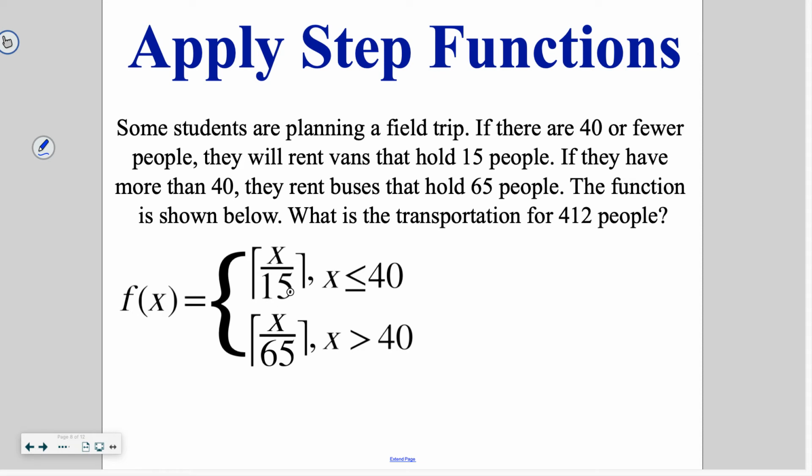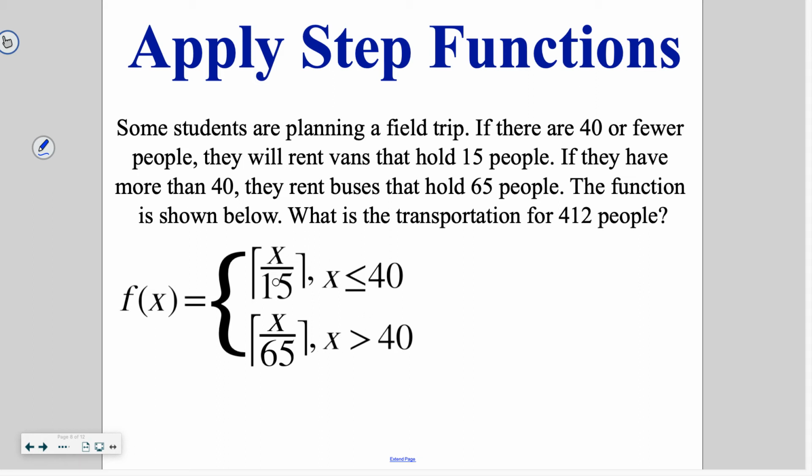So for this first part, it's saying 40 or fewer people, we're going to take our people and divide by 15. We're using the ceiling function because you're going to need to round up to make sure that you have enough vans to fit everyone. The second part says, again, we're going to divide by 65 now because a bus can hold 65 people. Again, we're using a ceiling function because we have to round up to make sure all of the people have transportation.